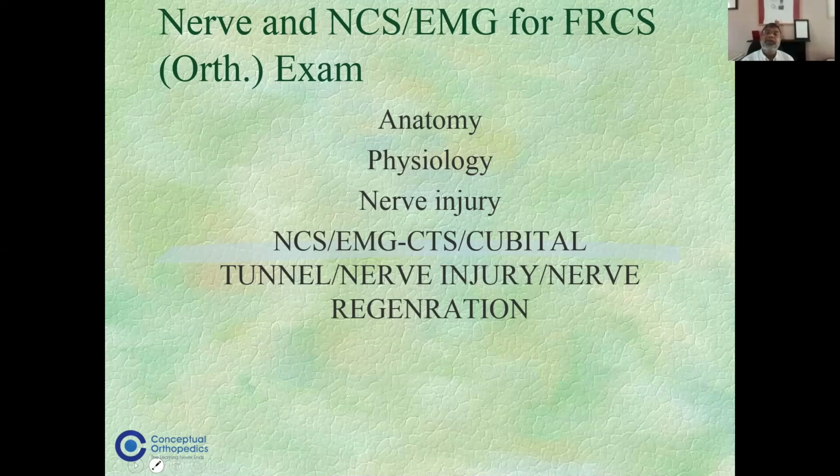The topic will consider anatomy of the nerve, the physiology, the nerve injury, mainly its classification, then dealing with nerve conduction and EMG in different clinical scenarios, and then a bit about nerve injuries and their regeneration, not the detail or technique, but just the basic concepts of it.